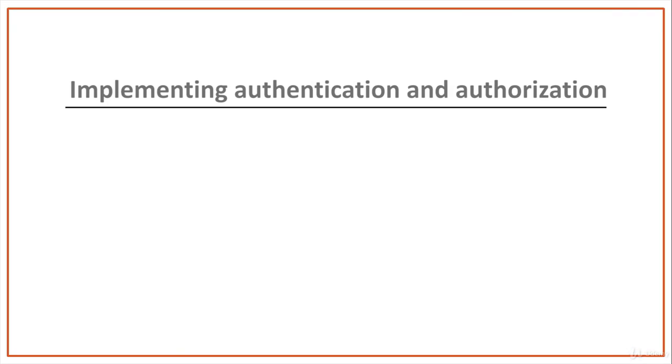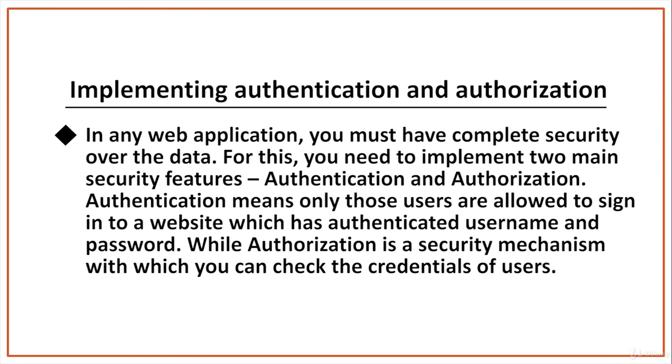In any web application, you must have complete security over the data. For this, you need to implement two main security features: authentication and authorization. Authentication means only those users are allowed to sign into a website who have an authenticated username and password, while authorization is a security mechanism with which you can check the credentials of users.